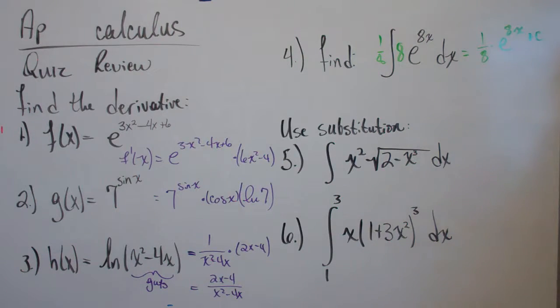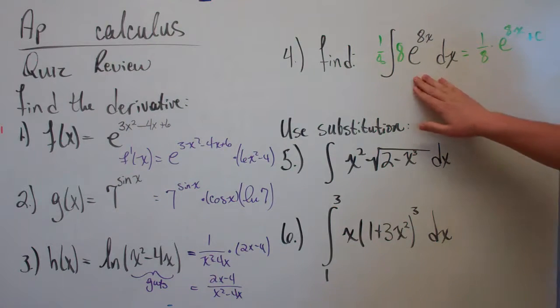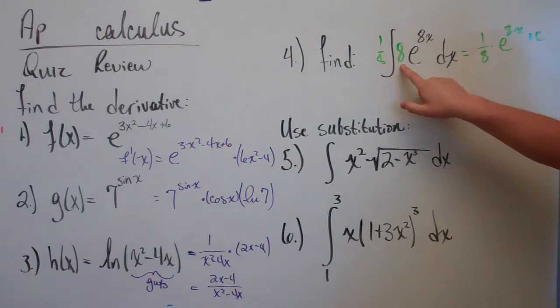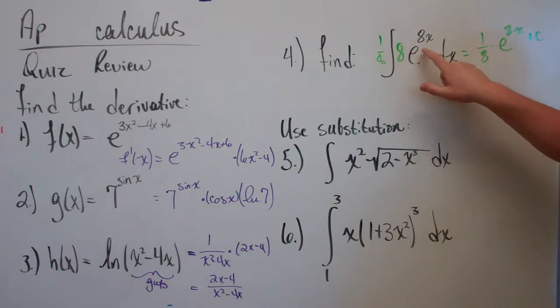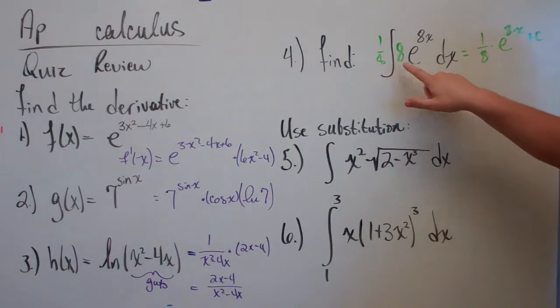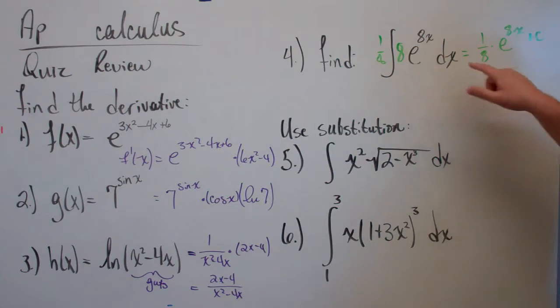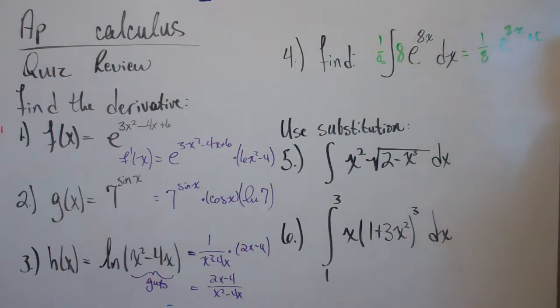Okay, that's it for the first 4. Pretty simple. Key thing here is remember, you have to have the derivative of whatever this is as well. So since this is e to the 8x, we don't have the derivative of that in here, so we need to put the derivative in and then multiply by 1 over that derivative in order to take the antiderivative. Alright?